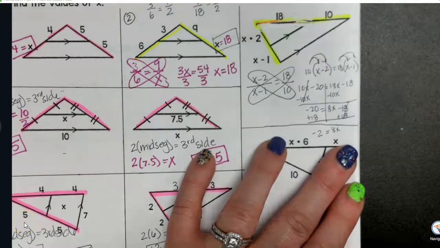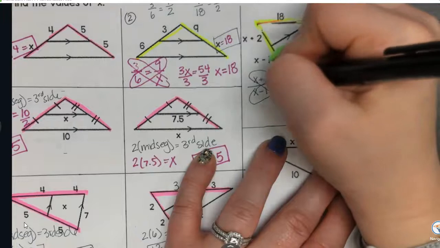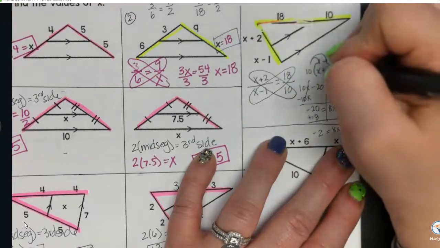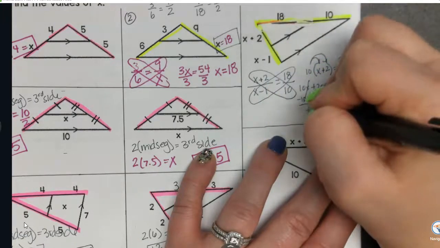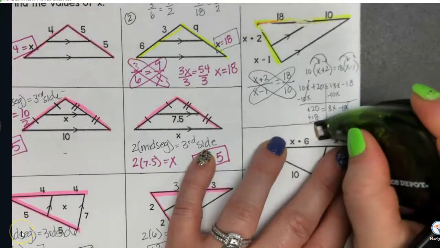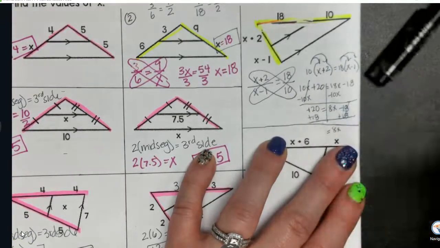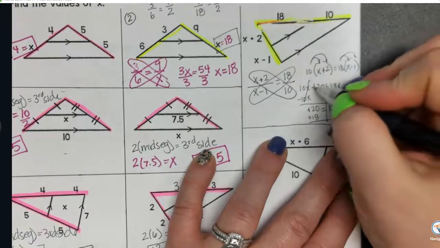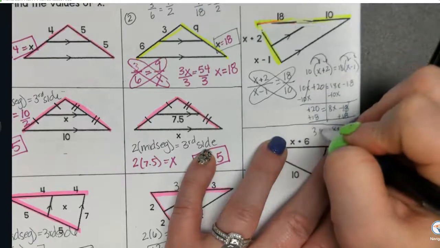Oh my goodness, I made a mistake all the way in the beginning. That's a plus sign. So this should have been a plus. This should have been a plus. This should be a plus. Sorry about that. That was a plus. This is a plus. So this is 38.